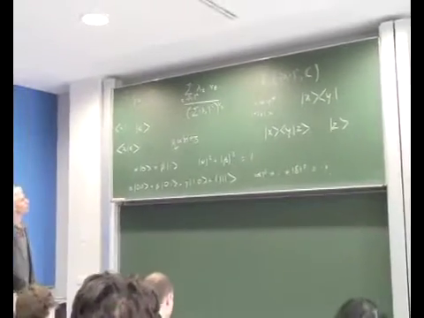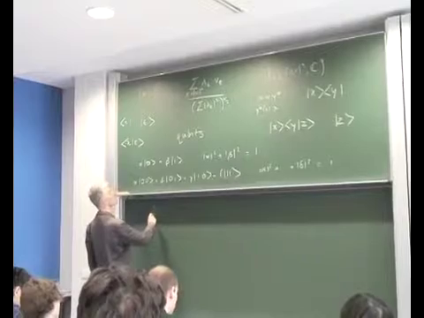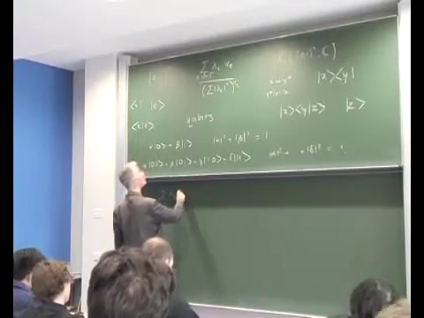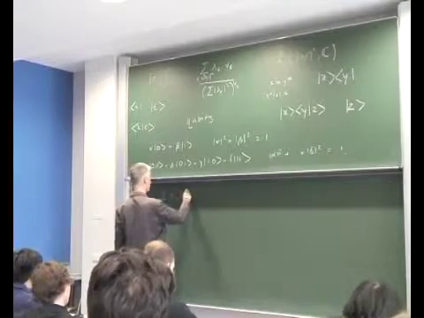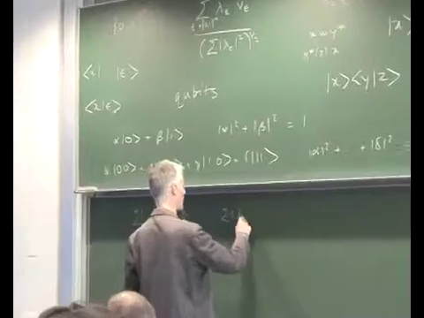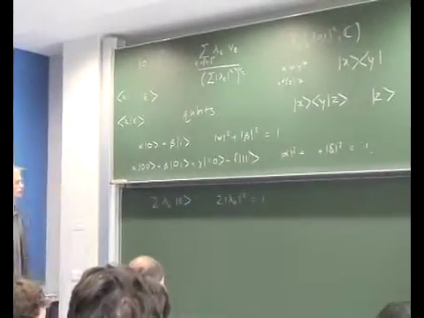And in general, I could rewrite this as a typical state being of the form the sum over epsilon of lambda_epsilon |epsilon>, with the sum of lambda epsilon squared equals 1.